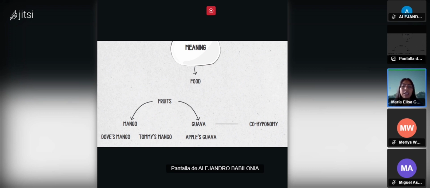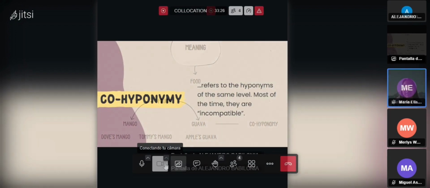And after that, we have more hyponyms, which are mango, and those mangoes have more subtypes. That's the word for the hyponyms: those groups of words that have more and more subtypes. In this case, mango has those mangoes, Tommy mango, and for guava it could be apple guava, acid guava, or only guava. For that, we have the two terms that are cohyponymy.